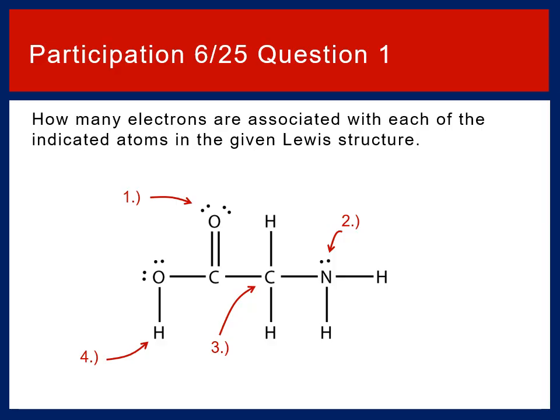Participation 625, question 1. How many electrons are associated with each of the indicated atoms in the given Lewis structure? 1 is the oxygen, 2 is that nitrogen, 3 is the carbon in the middle, and 4 is the hydrogen in the bottom left. This is the first question on participation 625, due Thursday, June 25th at 11:59 p.m. over on Blackboard. Link to the assignment is right below the links to these videos. Again, how many electrons are associated with each of the indicated atoms in the given Lewis structure? The oxygen, the nitrogen, the carbon, and the hydrogen.